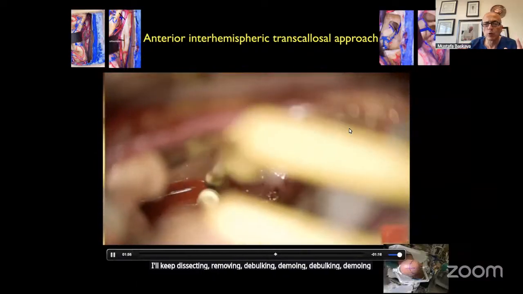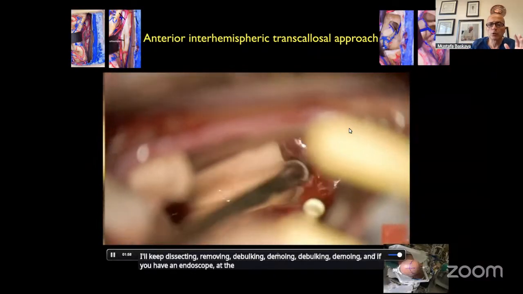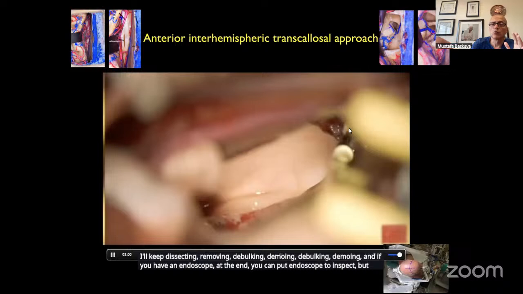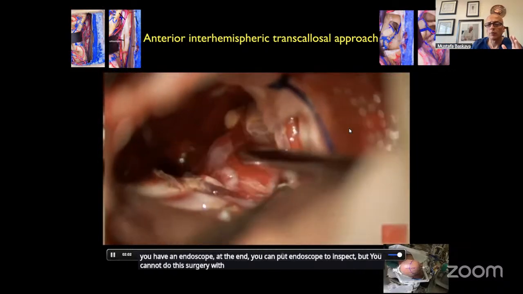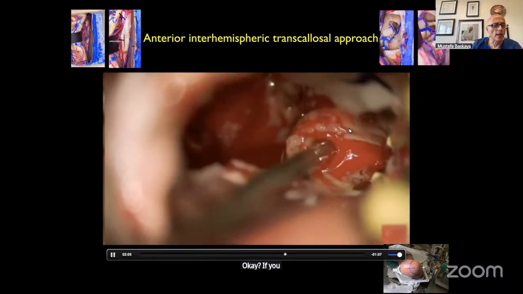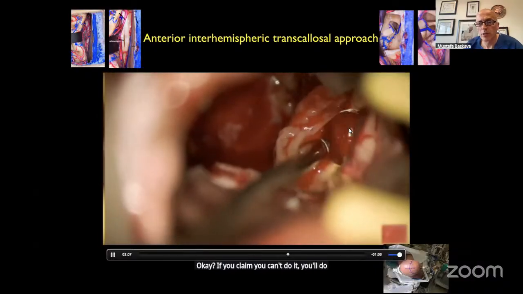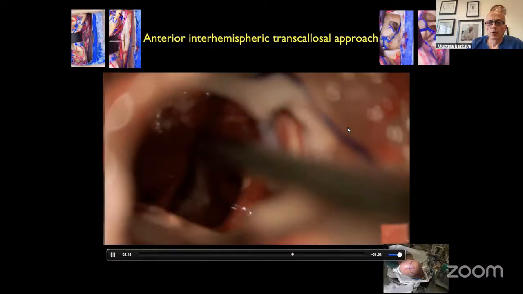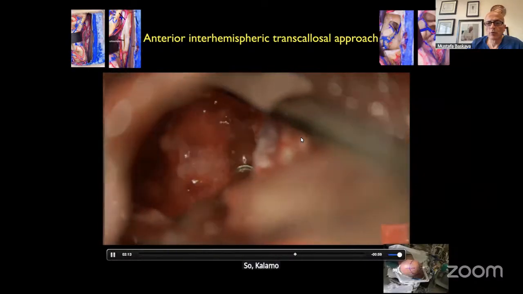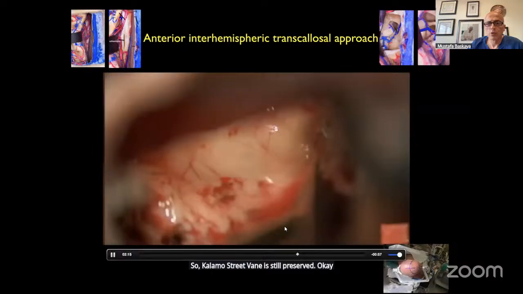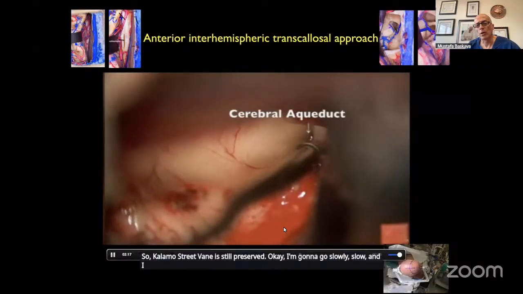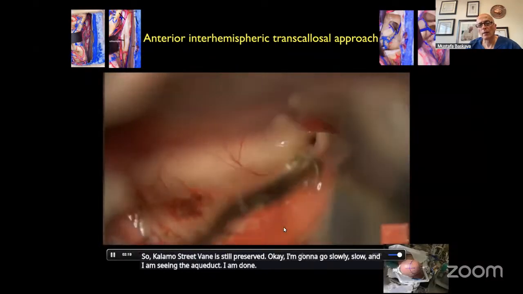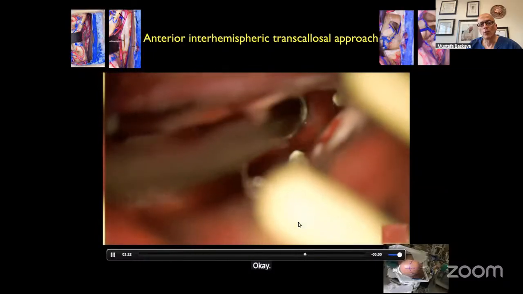And if you have an endoscope, at the end, you can put the endoscope in to inspect. But you cannot do this surgery with an endoscope alone. Okay? If you claim you can do it, you'll do a partial resection. So the thalamostriate vein is still preserved. Okay, I'm going to go slowly, and I'm seeing the aqueduct. I'm done. Okay, that's the end of the case.